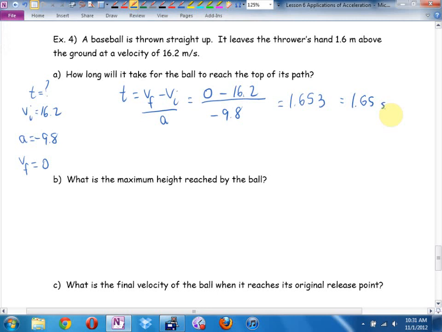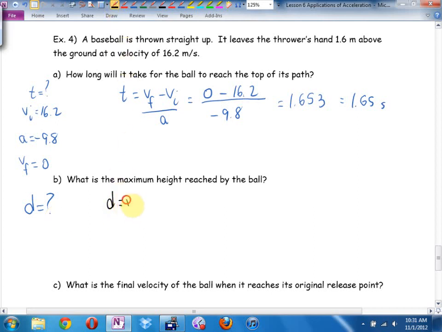What's the maximum height? D equals. What equation can I use to find D? I could use one with T in it. I prefer not to. Which one? If you're not sure, look back at example 3. Oh, we can use the VF squared one? Let's get the D by itself.